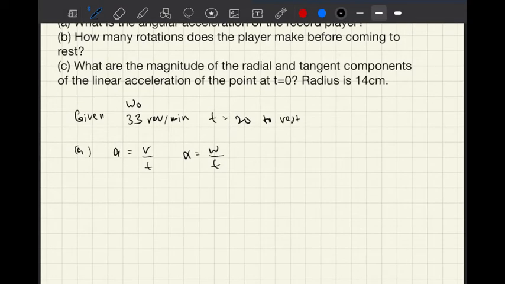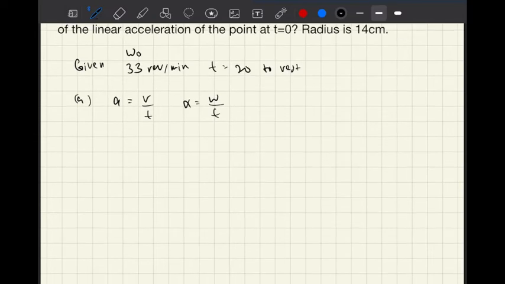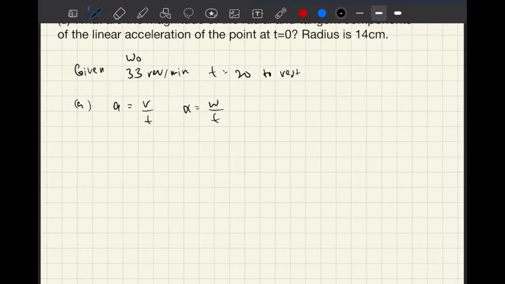It's dependent on the question. If the question asks you to convert, you convert. If the question doesn't want you to convert, you don't need to burden yourself. Right now I'm going to teach you how to convert from RPM to rad. 60 over 2 pi RPM is equal to 1 radian.